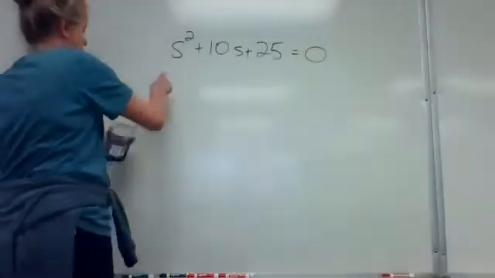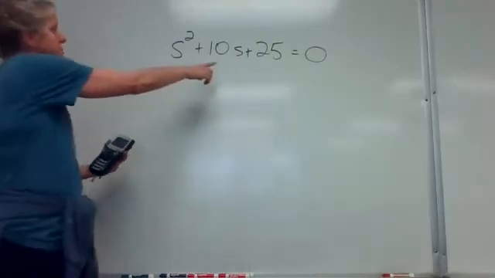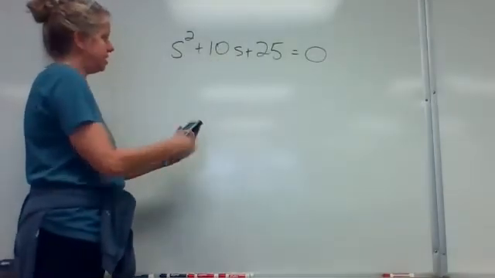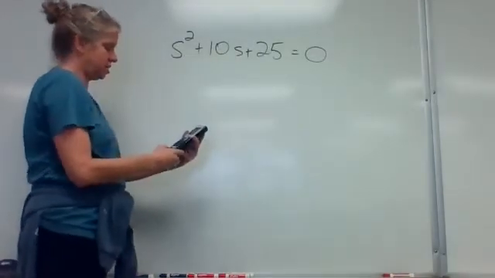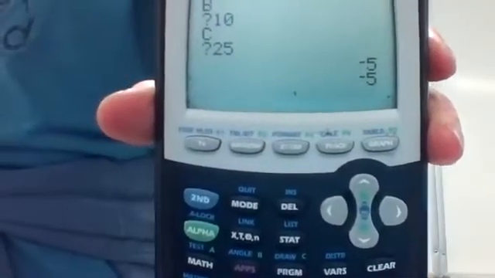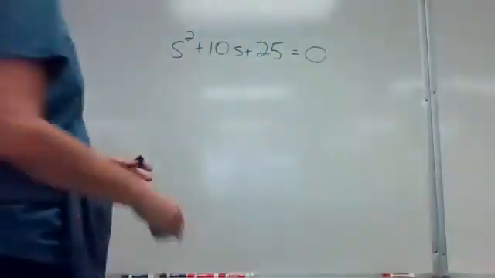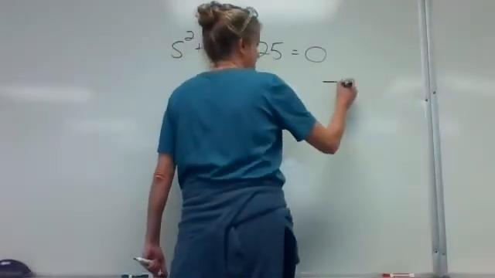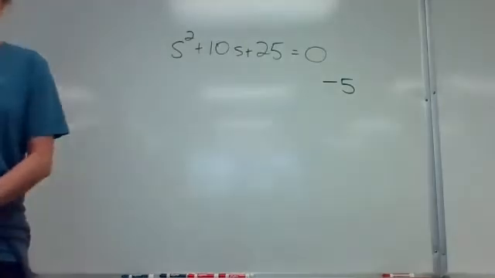A is in front of s squared, so it'll be 1. B is in front of s, so it's 10. My C is the constant, which is 25. Look what you get. -5 and -5. There's no reason to duplicate this. The only solution to this is -5.